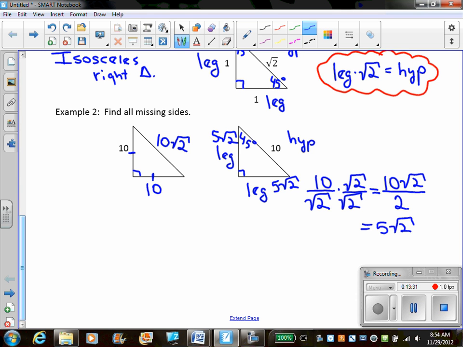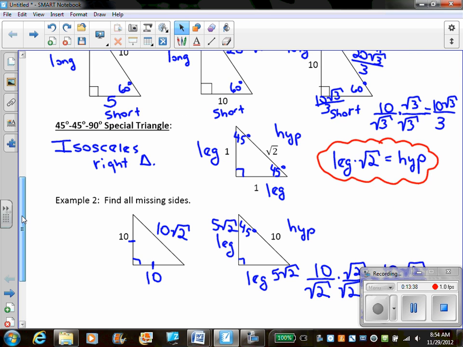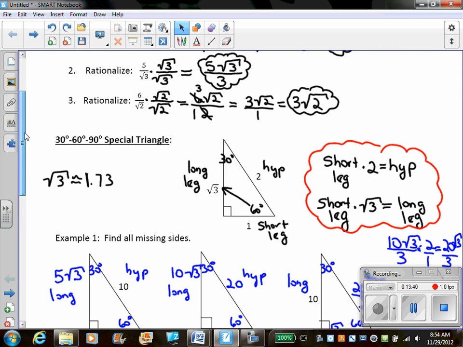And that is it, ladies and gents. We have a 30, 60, 90-degree triangle, and we have a 45, 45, 90-degree triangle, and tomorrow we'll be practicing this in class. Thank you for tuning in.